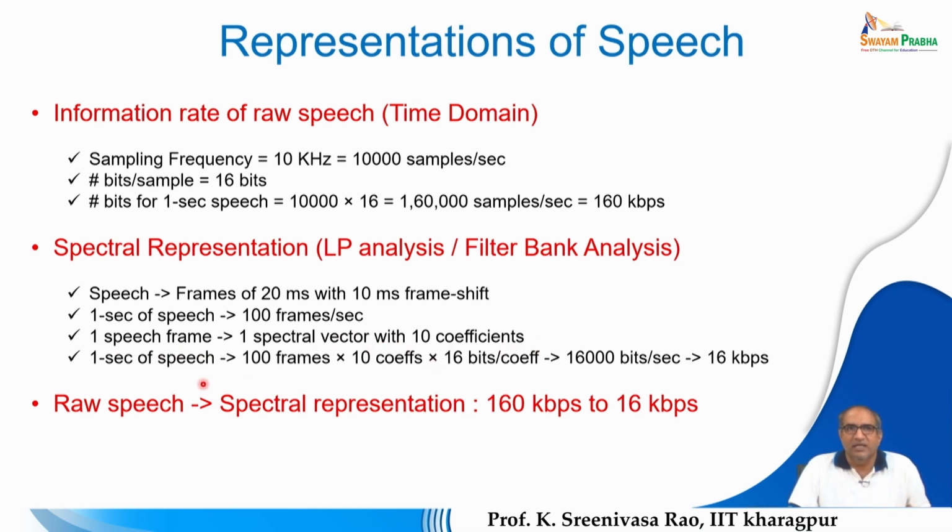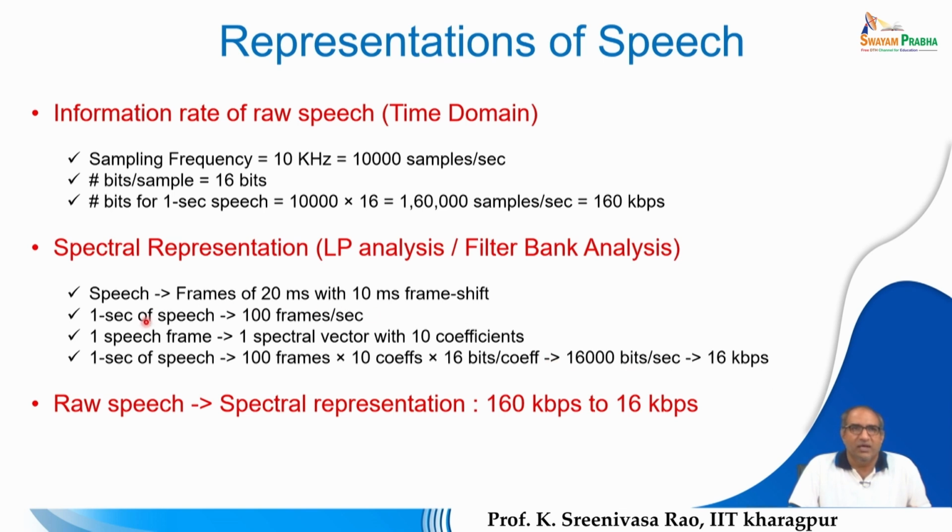And again for coding 1 second of speech, it is split into 100 frames, and each frame has 10 coefficients, which is one spectral vector, and each coefficient will be coded by 16 bits. So altogether, in the case of spectral representation, the speech signal of 1 second is represented by 16,000 bits per second, or 16 kilobits per second.